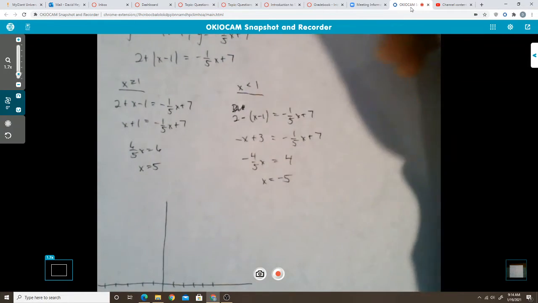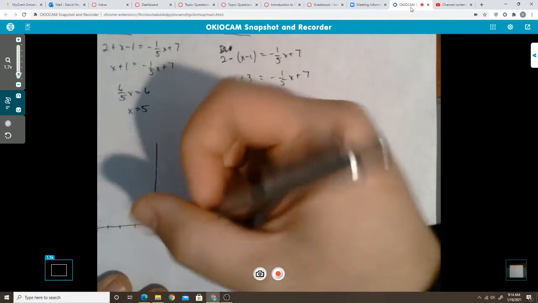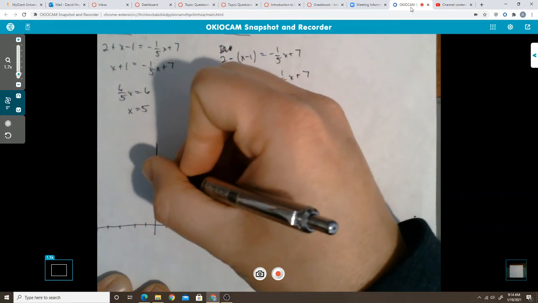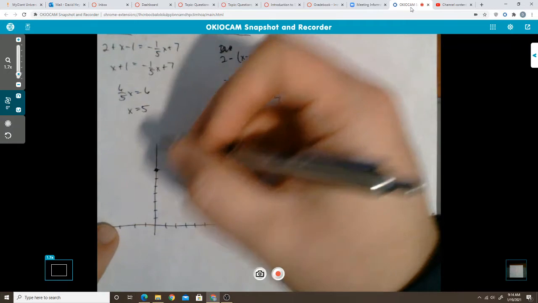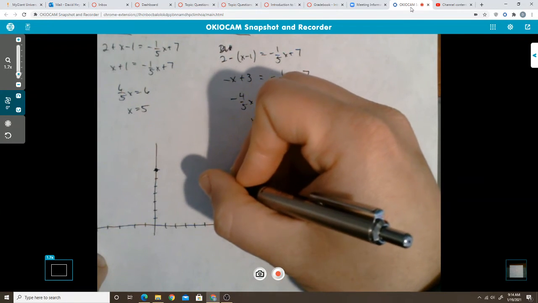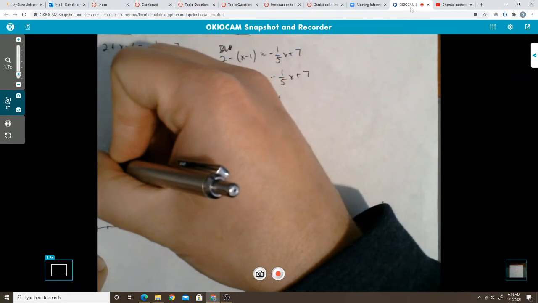For y equals -1/5 x plus 7, the y-intercept is going to be at 7. 1, 2, 3, 4, 5, 6, 7. And then I'm going to go down 1 over 5, which puts me there. Or I could go up 1, left 5, which would put me there. So there's my straight line.